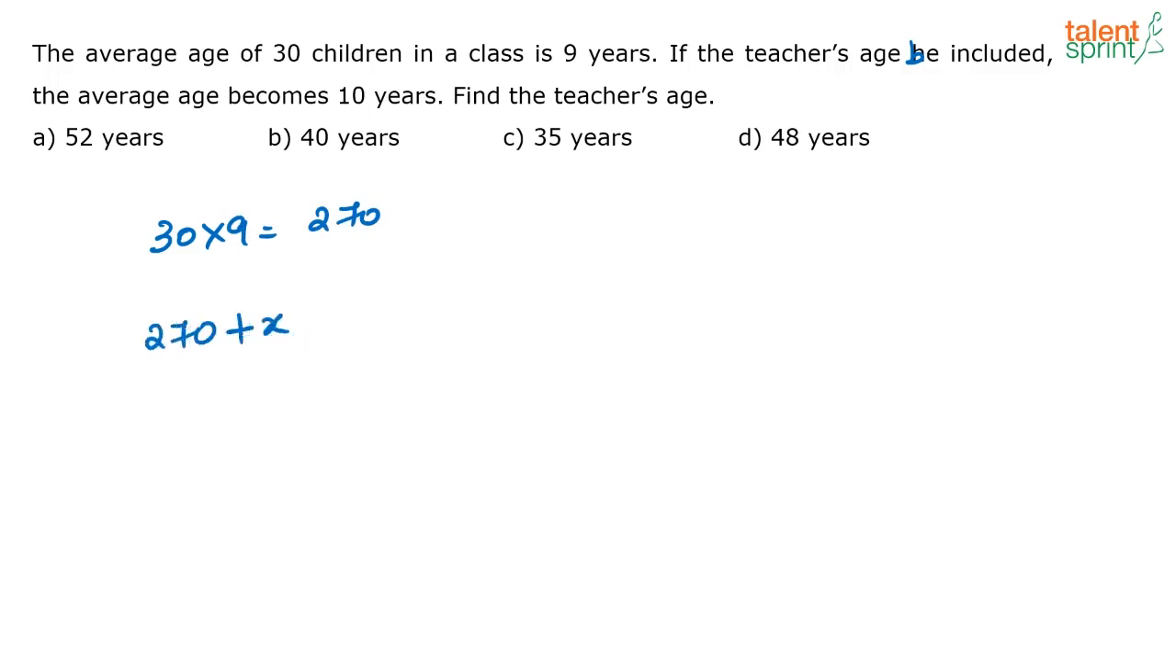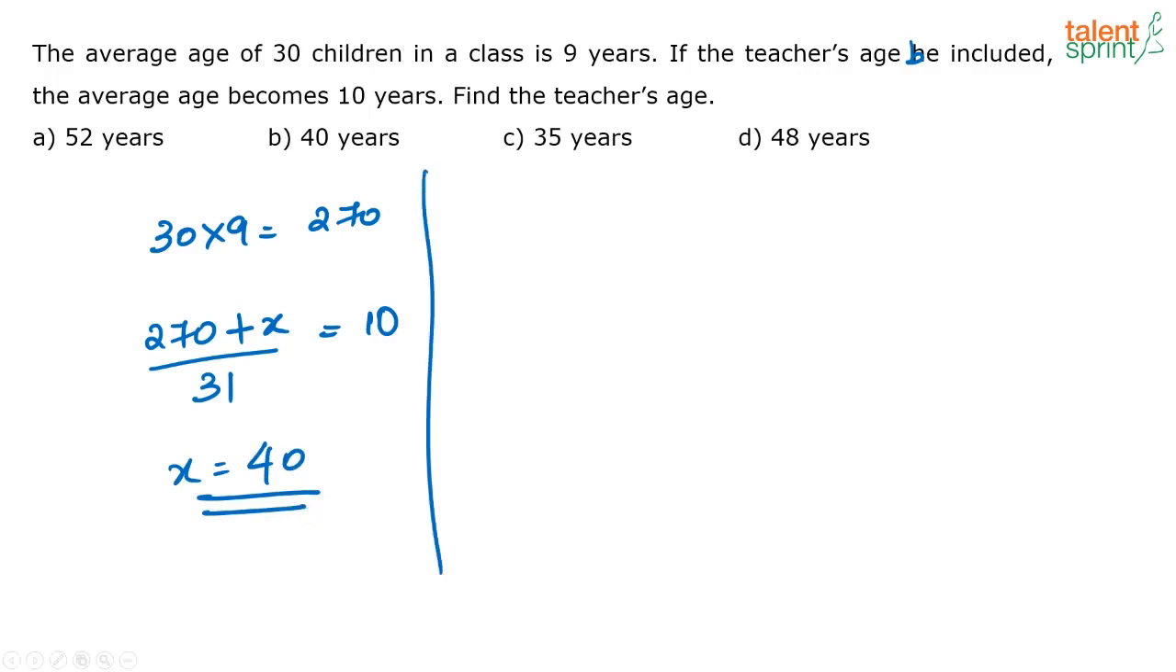Let the age of the teacher be X. So when I do that, the average is now becoming 10 years. Now how many people are there? This 270 plus X now represents the total of ages of the people in the group. So when I divide 270 plus X by 31, now there are 31 people, this gives me my new average, which is equal to 10. From here I have to solve and find the value of X as 40. So this is the conventional way in which we solve this question.